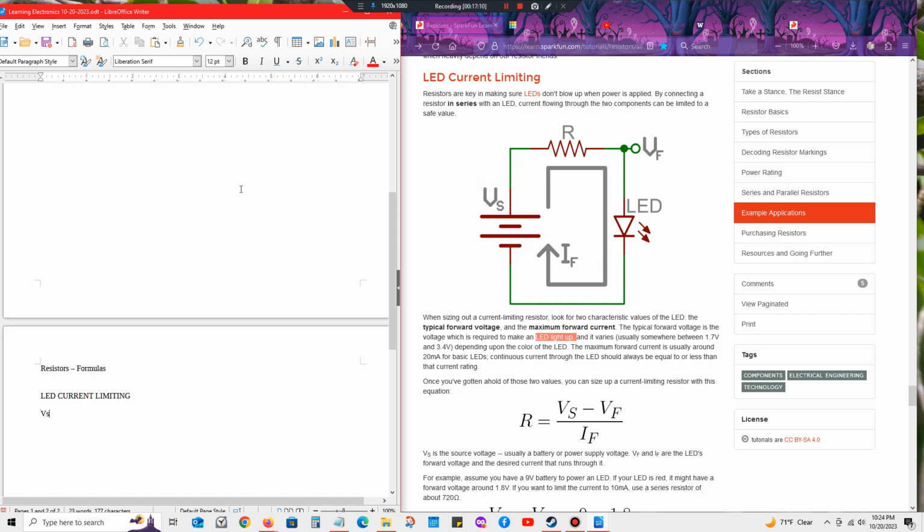So VS stands for voltage source, which, like, what is the power source? It's a 9-volt battery. And then you have, well, the formula is R equals VS minus VF, over IF.